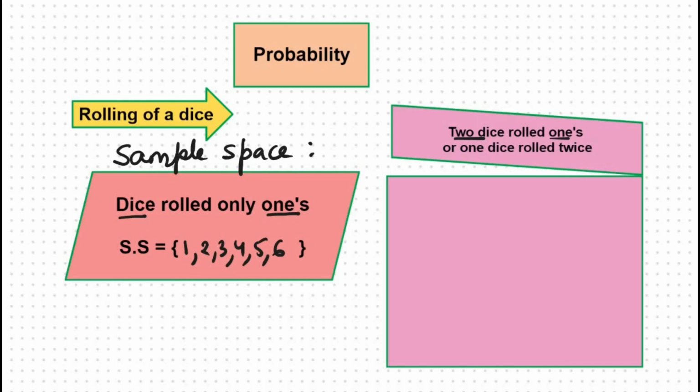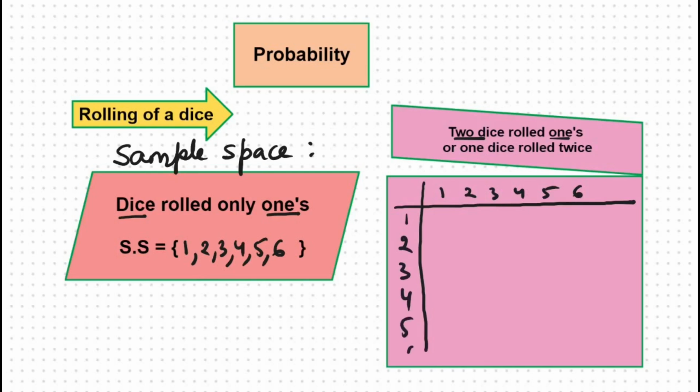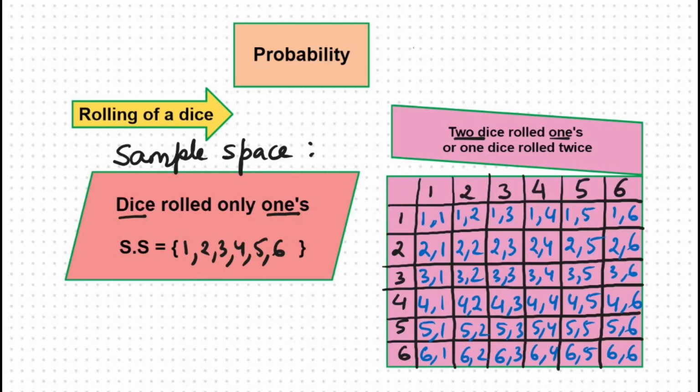How to write the sample space? For that, along the horizontal line, we have to write the outcomes of the single die that is rolled once. That is a 1, 2, 3, 4, 5, 6. And along the vertical line, we have to write the outcomes of a single die that is rolled once. When we write like this, we will get the total number of outcomes for 2 dice which is rolled once or a single die that is rolled twice.